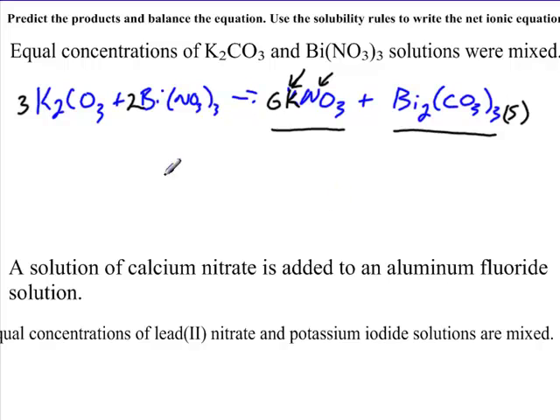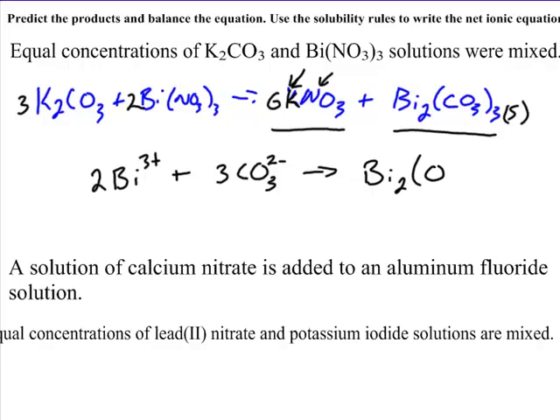So now I'm going to write my net ionic equation. So I'm going to write 2Bi. Remember, it includes only the ions that are involved in the reaction. And 3 carbonates. And again, don't forget, we've got to include the charge because it's a net ionic. Bi2C. Oops. Sorry, my parentheses threw me off there for a second. CO3, 3. Okay? So there's your net ionic equation.